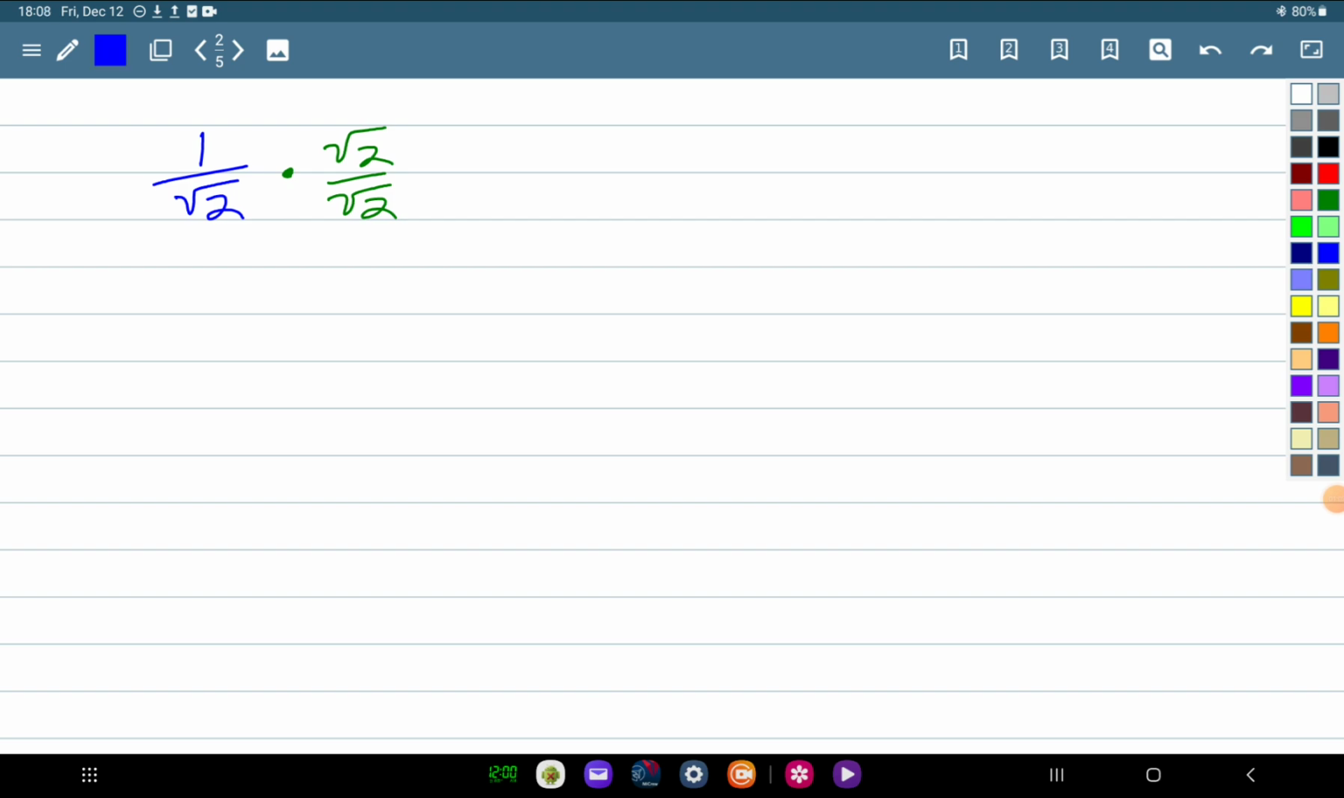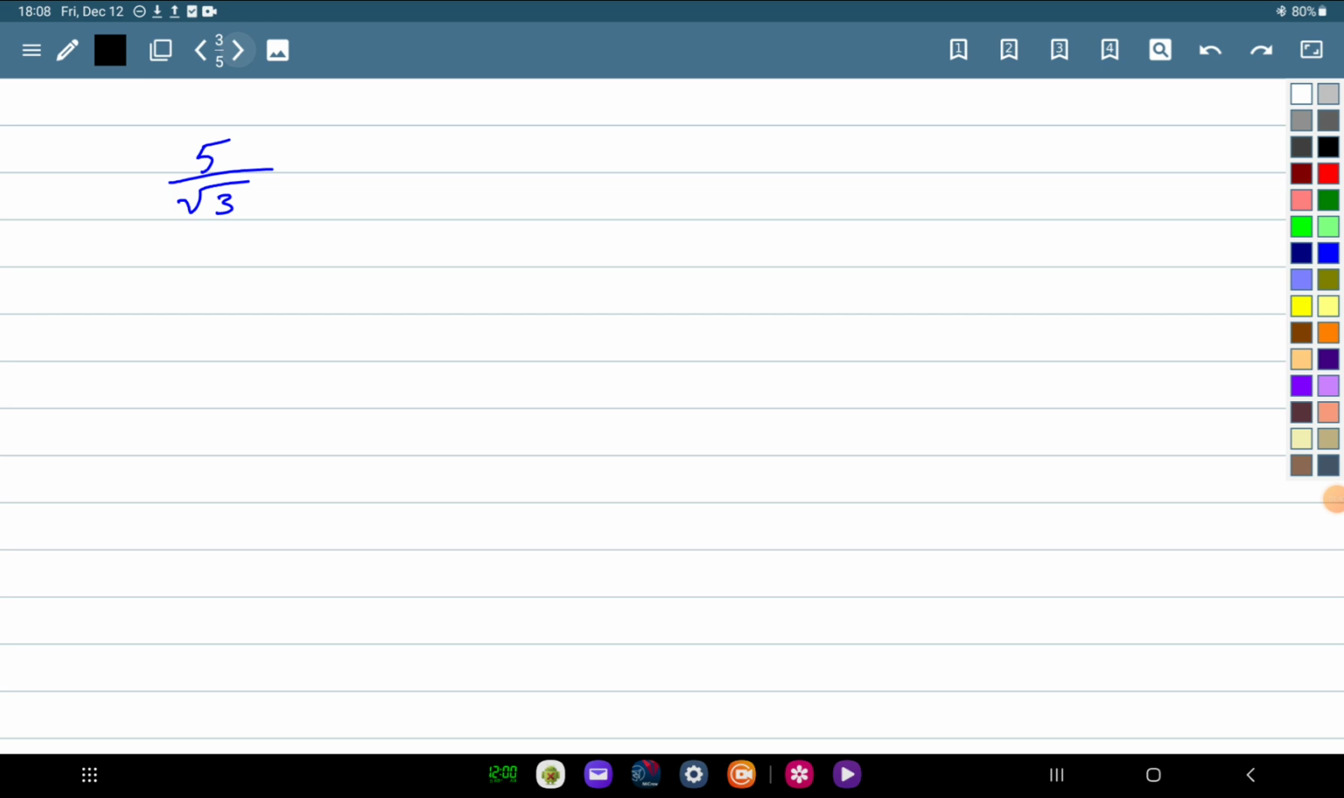Now, when we multiply this out, we multiply the numerators, and that leaves us 1 square root of 2 in the top. And square root of 2 times the square root of 2 is going to become 2, because the square roots are going to cancel each other out. So in the numerator, we get the square root of 2. And in the denominator, we get the number 2. And this is our solution.